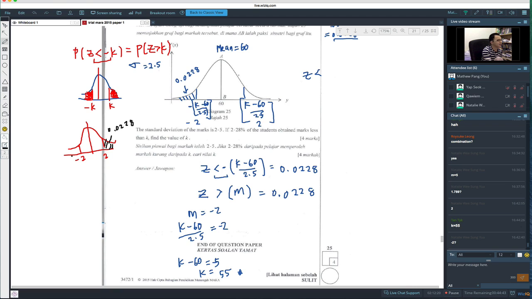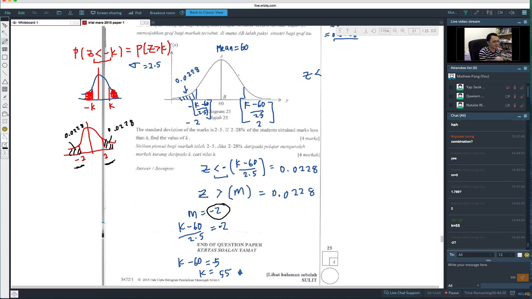This one over here also gives you 0.0228. But then you can have two possible values of k, which is -2 and 2. So in this case, we take -2. Alright, I hope this one makes sense for you. And therefore, you get the value is 55.